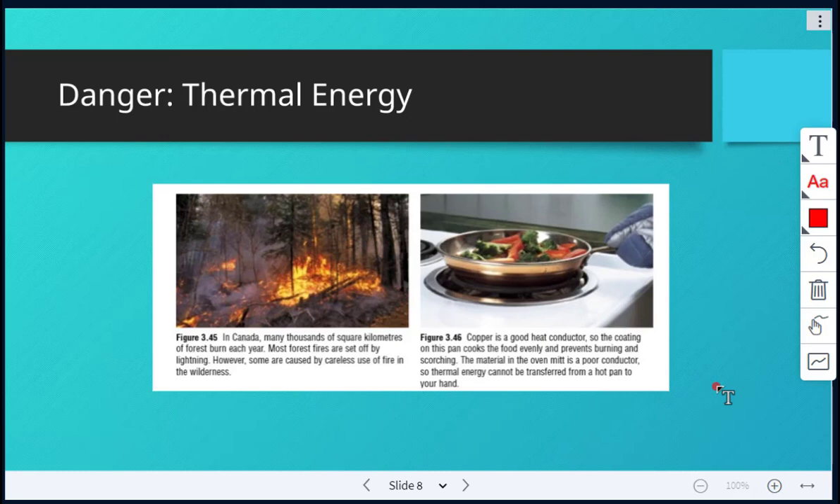And here, we're looking at a conductor. Copper is a good heat conductor, and therefore it will cook the food evenly and prevent burning and scorching. And then this oven mitt would be a poor conductor, therefore thermal energy can't be transferred from the hot pan to the hand to cause any burns.